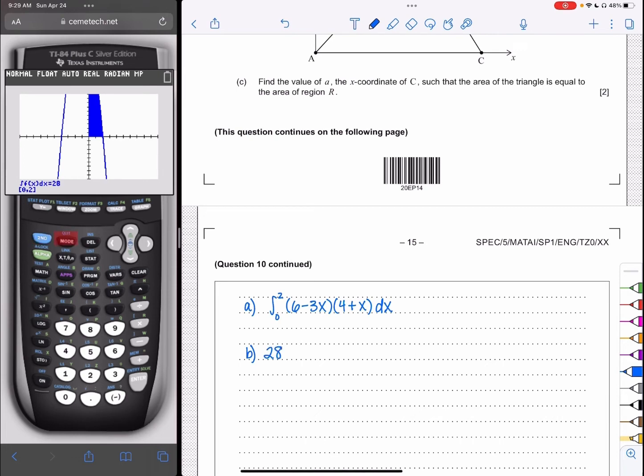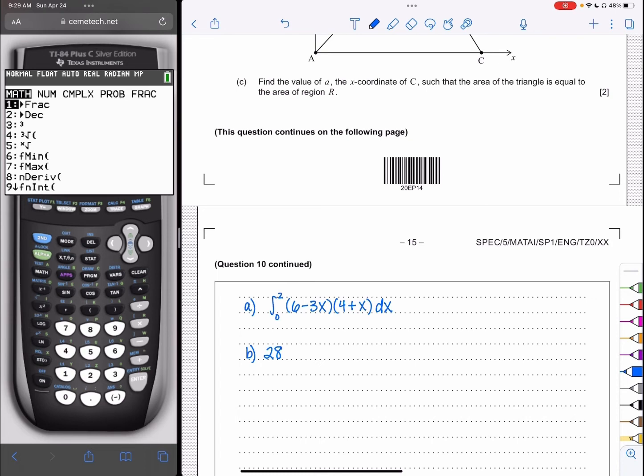If you didn't want to do it like that, you can go to the main screen and do math, and then go down to number 9, your function integral, and then you could have literally typed it in exactly how it was written. So that's going to be parentheses 6 minus 3x, close the parentheses, open up another one, 4 plus x. Close it, and then we know we're doing with respect to x. You could have still gotten 28. All right? So either or, you would have been fine, no matter which method you chose.